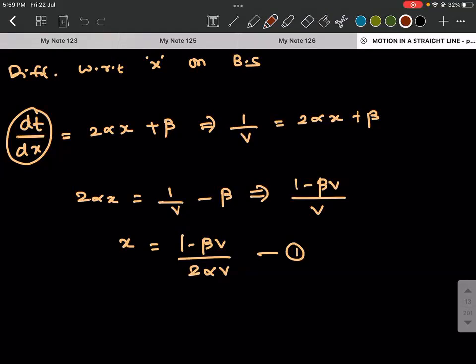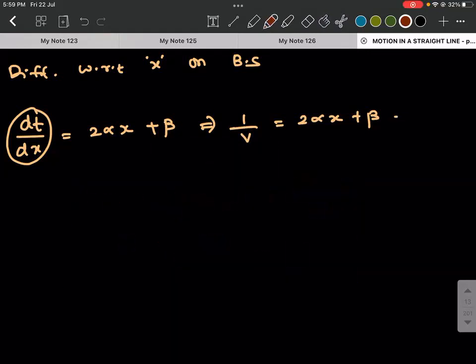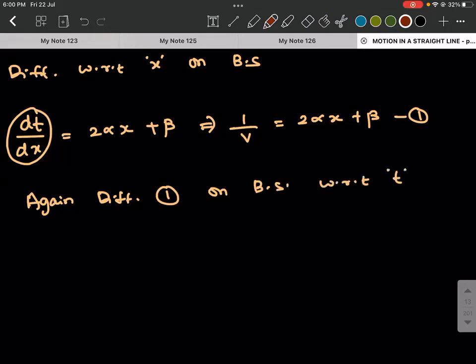Or else I can do one more thing. So you got this, no? 1 by v is equal to 2 alpha x plus beta. Again differentiating on both sides, this time with respect to time. So what you will get is minus 1 by v square, because the derivative of 1 by x is minus 1 by x square. So the derivative of 1 by v will be minus 1 by v square into dv divided by dt is equal to 2 alpha into dx divided by dt.